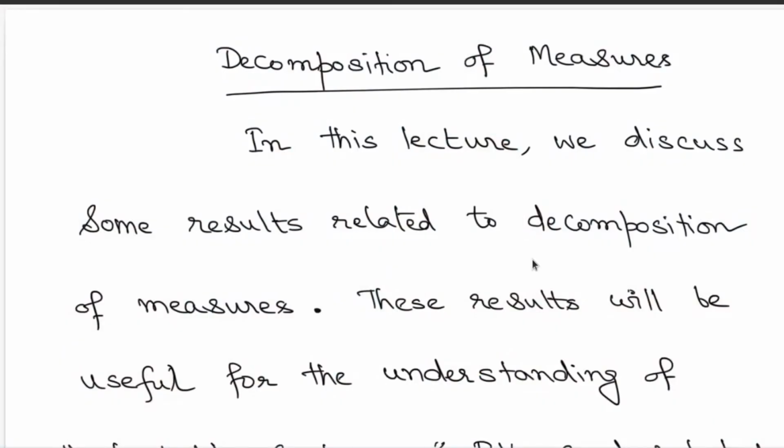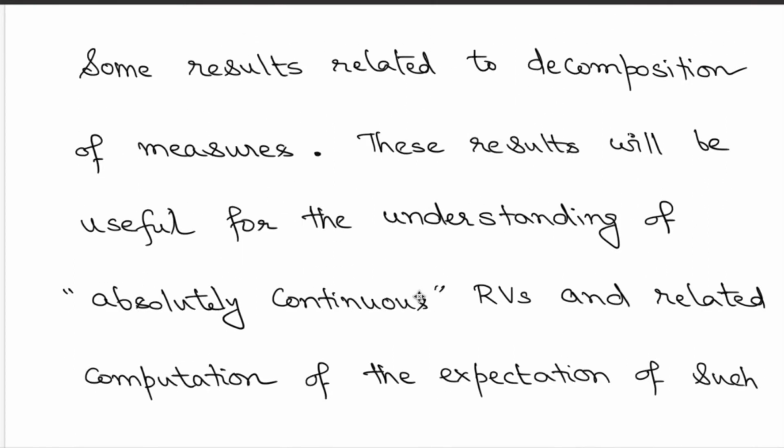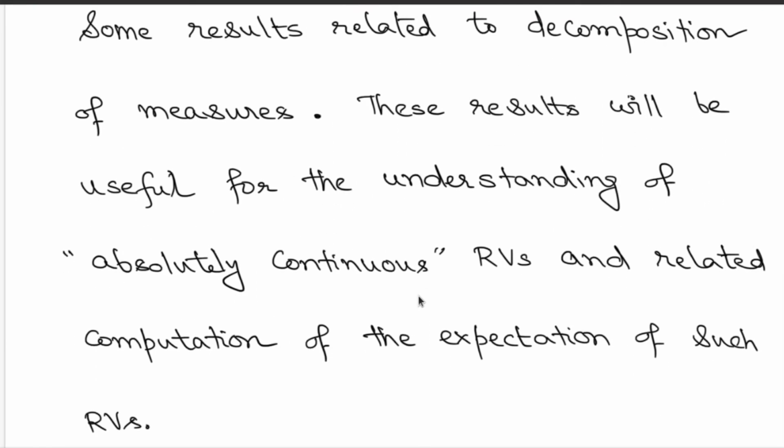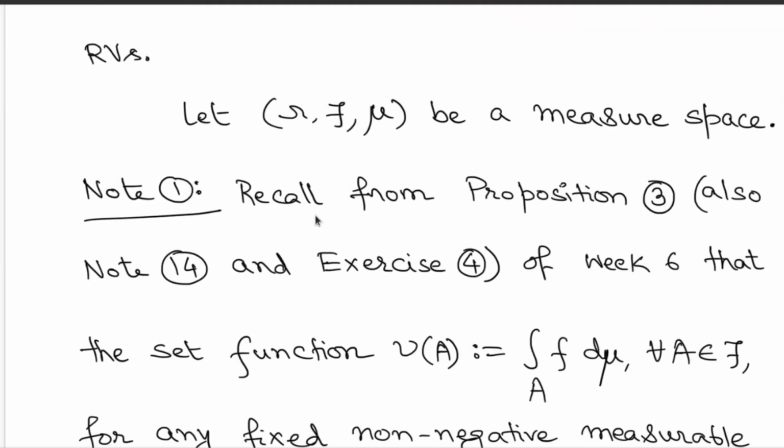So in this lecture, we are going to focus on certain results which are usually referred to as decomposition of measures, and using these results, later on we are going to talk about absolutely continuous random variables and their expectations. So before proceeding, let us first fix the notation. For us, we will work with a measure mu on some measurable space (omega, script F). So (omega, script F, mu) will constitute a measure space.